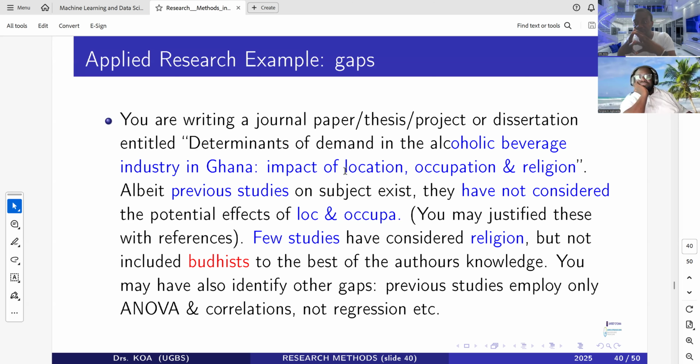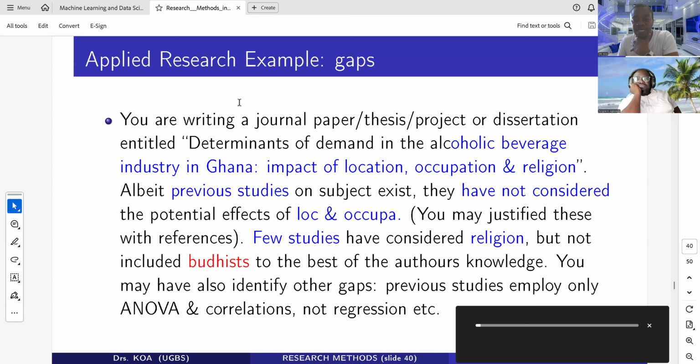You could have also identified some potential methodological gaps in the work. For example, you may have said that previous studies have used hypothesis testing, ANOVA, analysis of variance, and correlation, but to the best of your knowledge, they've not looked at regression. And so that is the methodological gap that you are bringing on board. So you could have mentioned a couple of gaps in there.